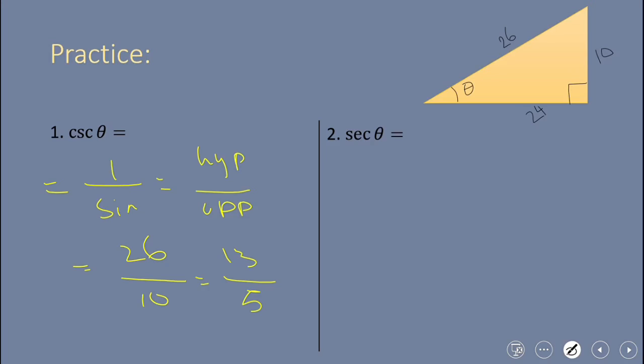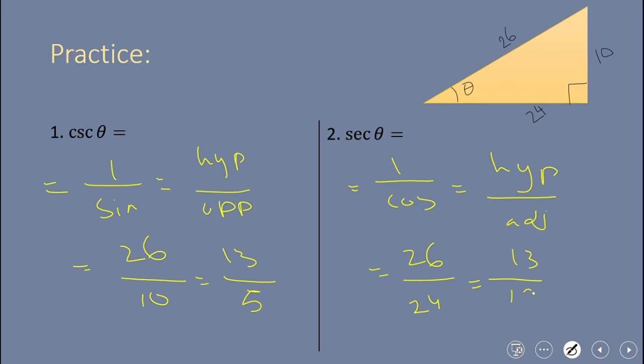Now for the next question, it asks for the secant of theta. So the secant is 1 over cosine. Cosine is the adjacent over the hypotenuse, so this will equal the hypotenuse over the adjacent. The hypotenuse here is 26, and the adjacent is 24, so this will simplify to 13 over 12 by dividing both the numerator and the denominator by 2.